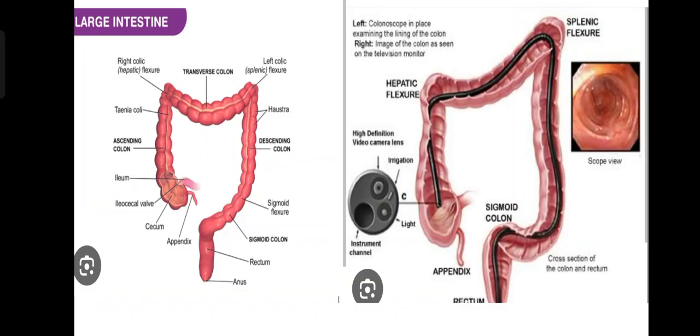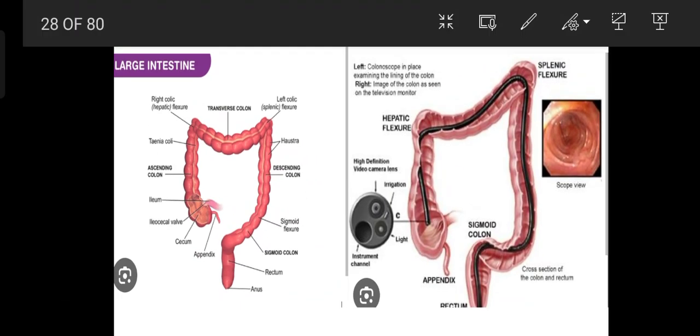So here you see the large intestine. You'll have anus, sigmoid colon, descending colon, transverse colon, ascending colon, ileum, and cecum. In the usual colonoscopy procedure, it will start from the anus. That colonoscope, you can see that black color wire is there, right?